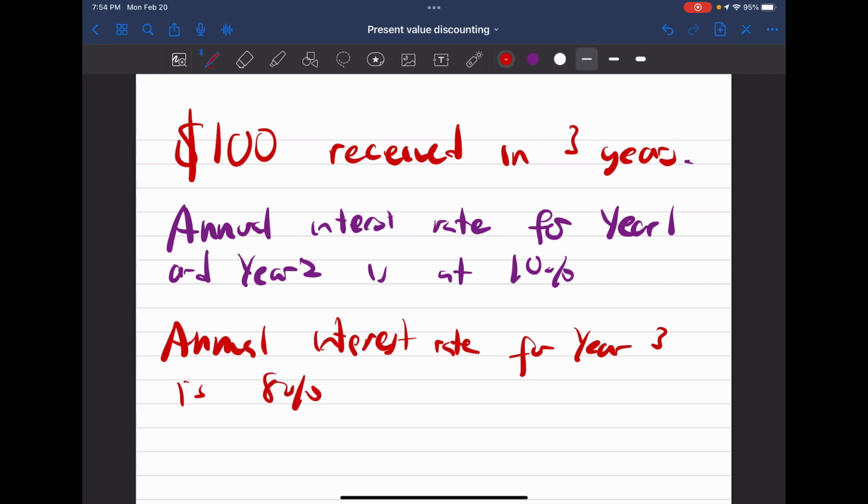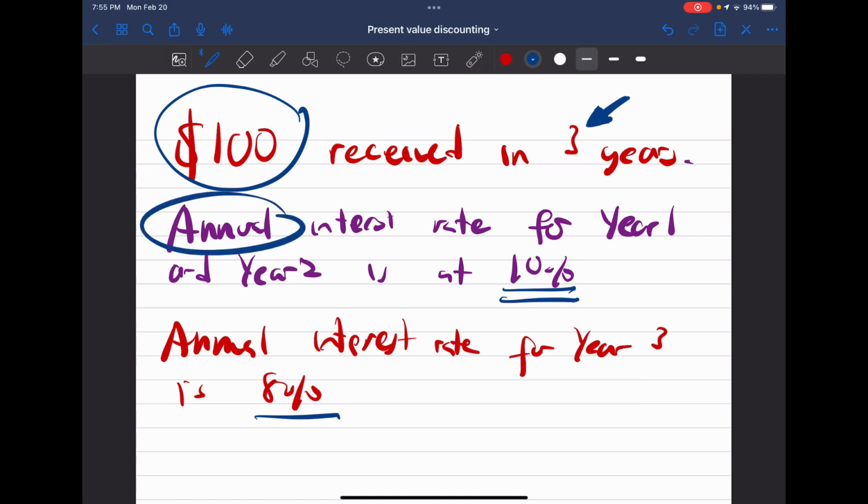So first, we must notice here that we have two different interest rates, right? We have 10% for the first year, 10% for the second year, 8% for the next year. Our future value here is $100, and our number of periods, which is n, is 3 years, right? Because annual is yearly. We are compounding it annually, for 3 years. So n here equals 3.